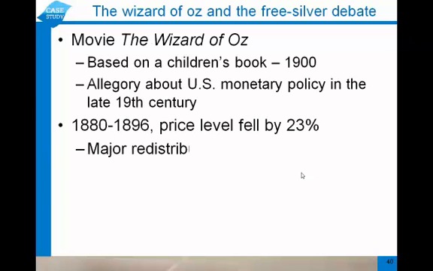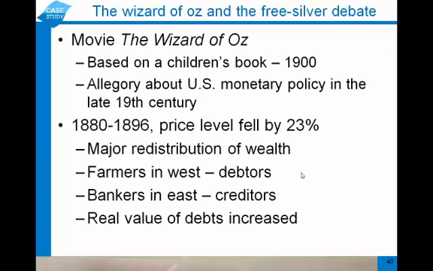Now we end this chapter with a discussion of the movie The Wizard of Oz. It's based on a children's book written in 1900, and it's an allegory, which most people don't know, about US monetary policy in the late 19th century. Between 1880 and 1896, the price level in the US fell by 23%, so there was big-time deflation.